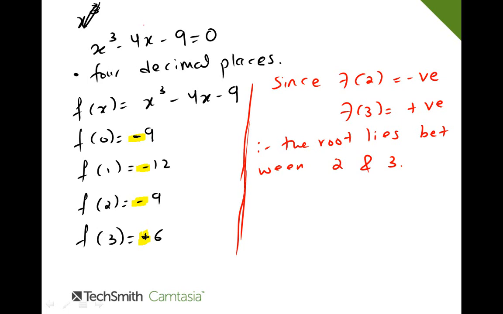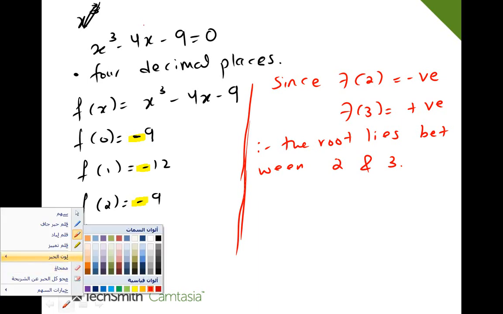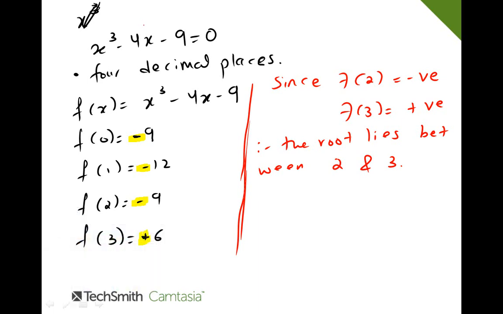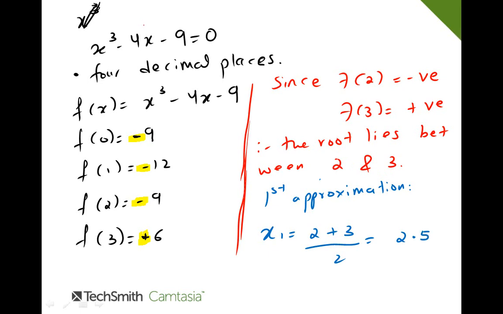So my first approximation will be to find the average, or the midpoint, between those 2 points, which is x1. I'll call it x1 equal 2 plus 3 over 2. I'm trying to find the midpoint between 2 and 3, which is 2.5. Now I'm going to try this 2.5 here.